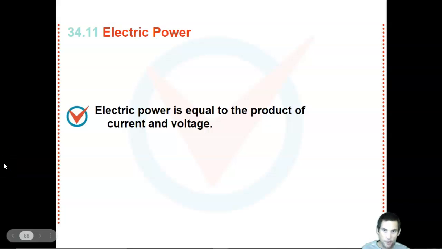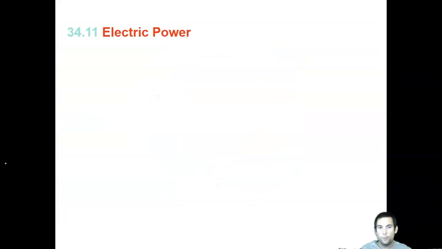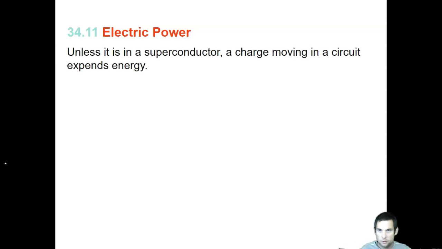On to electrical power. Electrical power is equal to the product of current and voltage. So power is the rate at which energy is used. Okay, keep that in mind. The rate at which energy is used by a resistor in the circuit specifically.